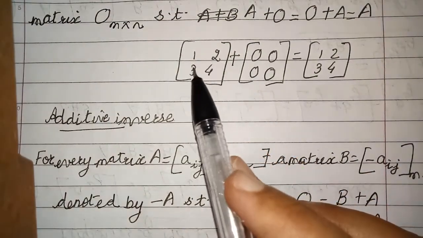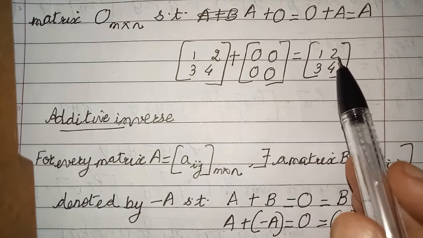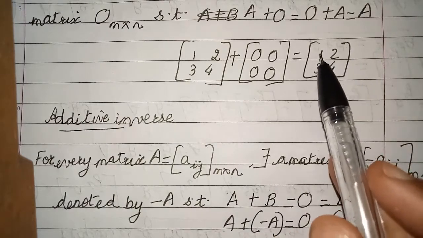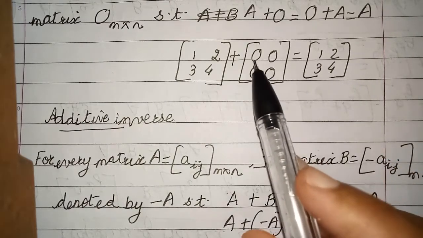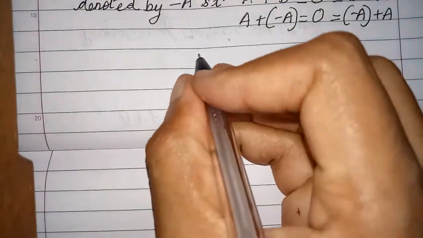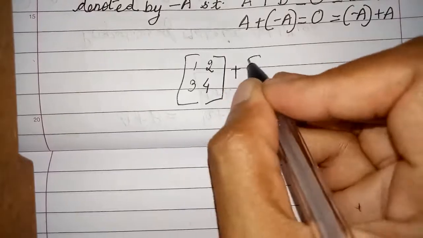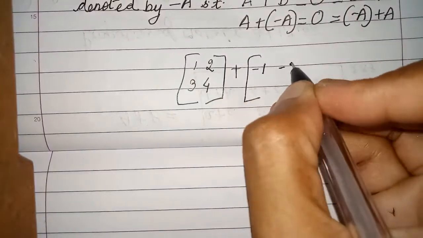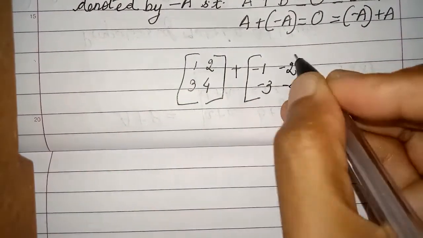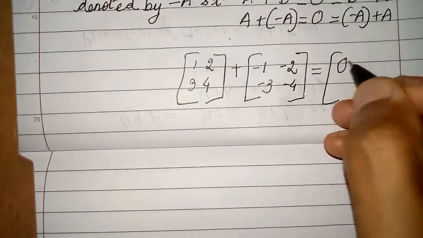If it is 1, 2, 3, 4 here, and if I want O here, as in real numbers, it is 0, 0, 0, 0. So I will put here minus 1, right? If I have real numbers like that in the elementary matrix, what will I do? Minus 1, minus 2, minus 3, minus 4. So that will give me my O.